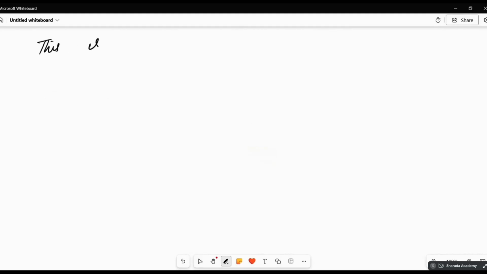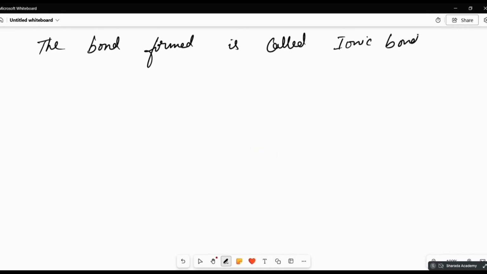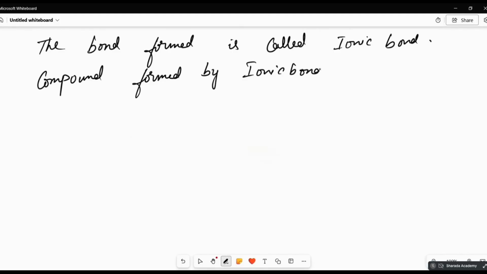This is called ionic bond. The bond formed is called ionic bond. Write down this. The compound formed by ionic bond is called ionic compound. Ionic compound. Write down.